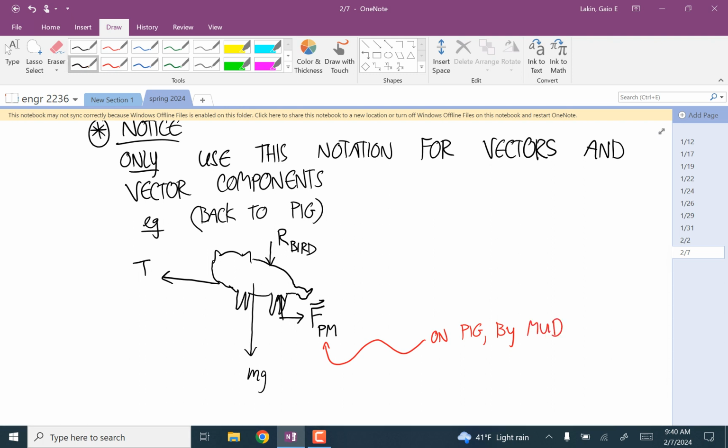The other ones, we won't use this notation because the variables that we're associating with those forces are not vectors. They're just scalars, and they're just scalars because we know the directions of all these things. Are you with me on that? No?